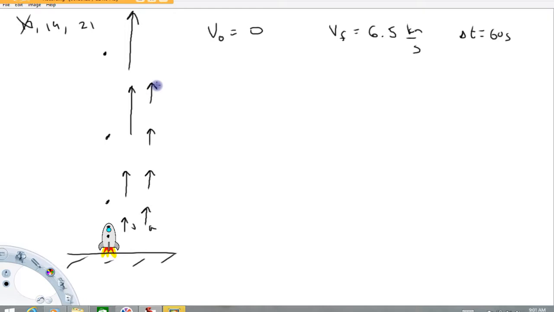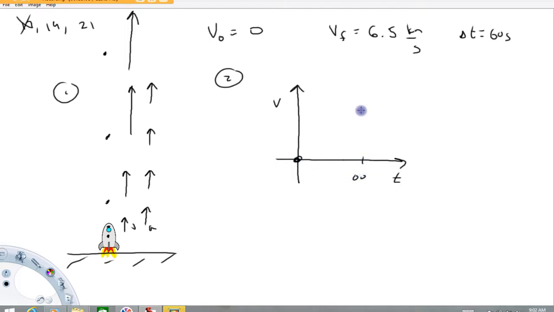Now, the way I want you to analyze these problems: 1, start with a good picture. 2, draw a velocity graph. Once you have a velocity graph, things typically fall in place pretty fast. And here we have data points to just use. At t equals 0, the rocket has a velocity of 0. So just put that point on the graph. 60 seconds later, the velocity is 6.5 kilometers per second. So on our graph here, 60, 6.5.